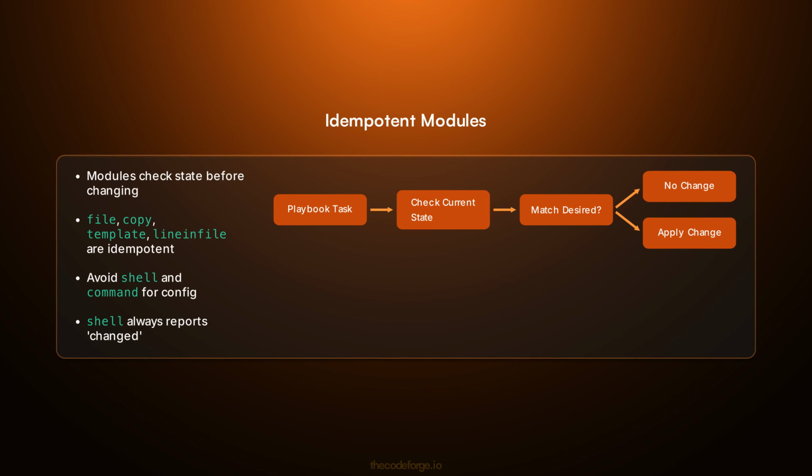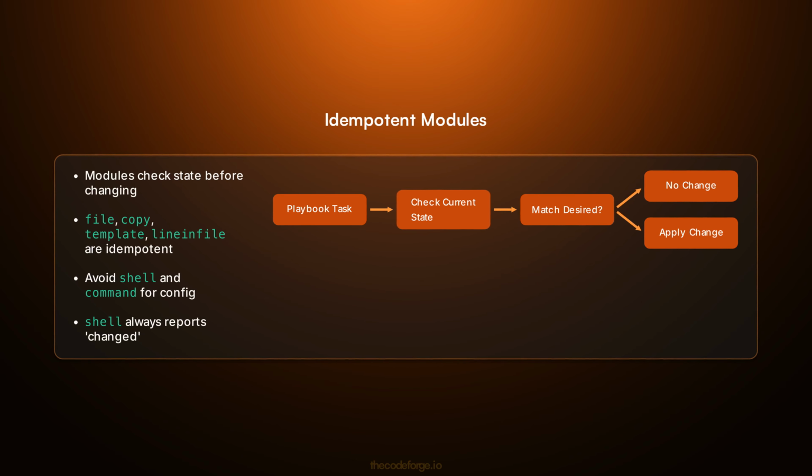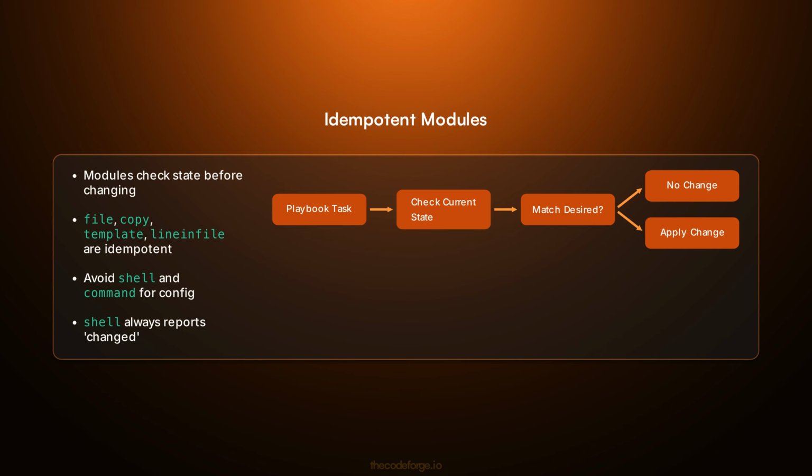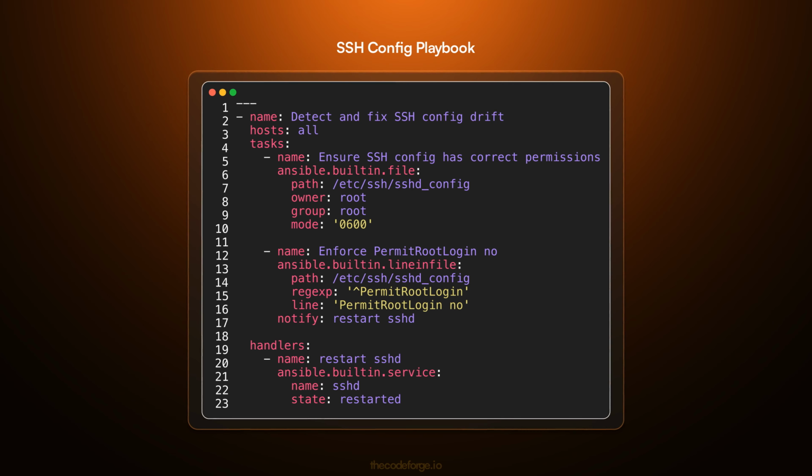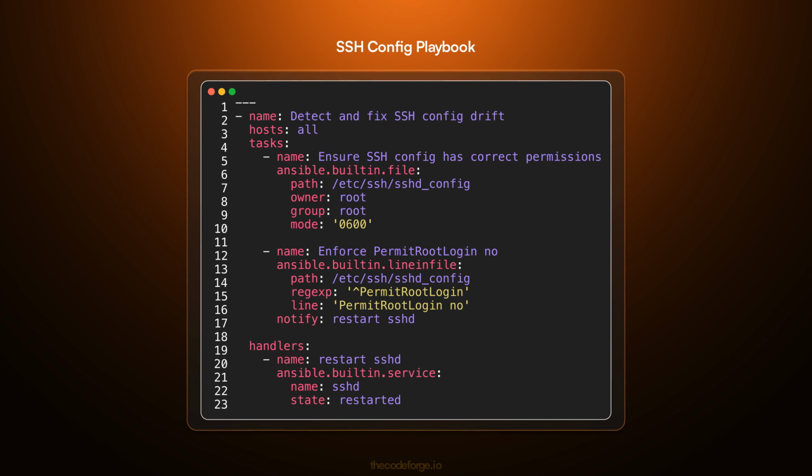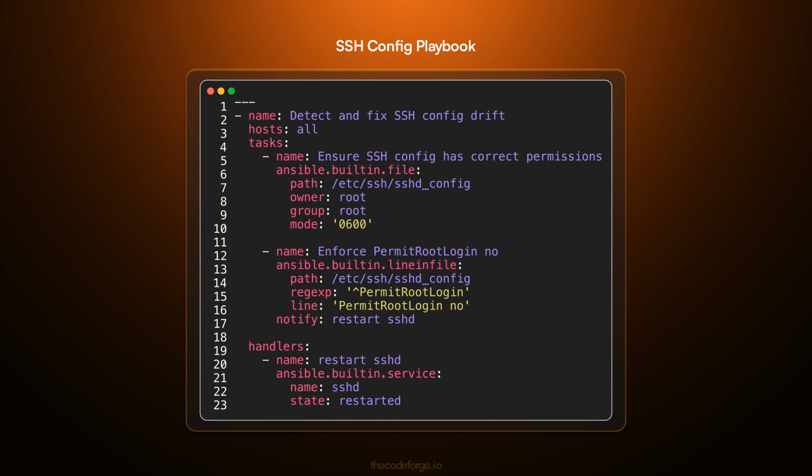Ansible modules like file, copy, template, and lineinfile are idempotent by design. They check the current state before making changes. Never use shell or command to do something a module can do. That's where drift hides. Here's a playbook that ensures SSH config permissions and disables root login. The file module checks the current mode before changing, and lineinfile only modifies the line if it doesn't match. This is idempotent. Running it multiple times yields the same result.